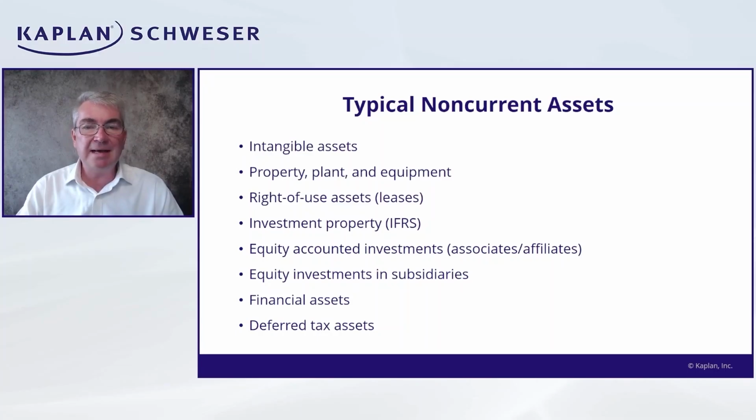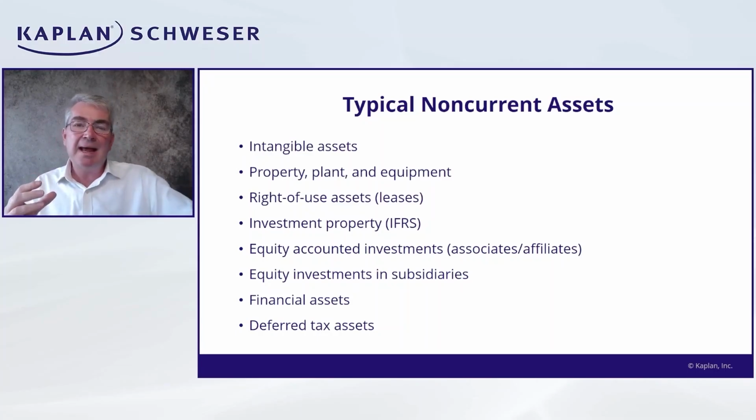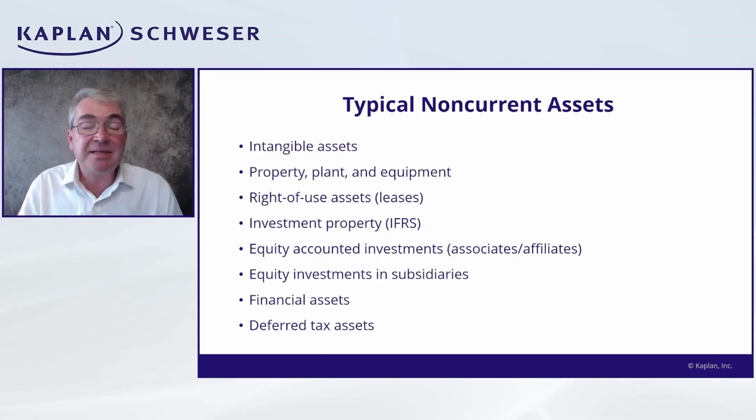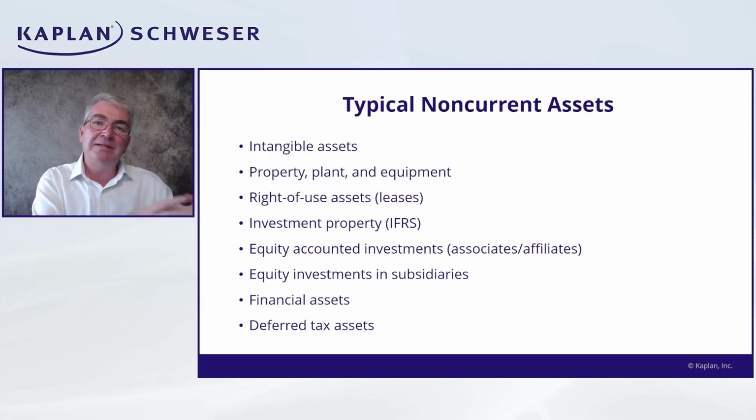Investment property, that's an IFRS term. Investment property is land and buildings that you are holding purely for income potential and value appreciation. US GAAP doesn't have a category for this, so they're just included in your normal plant, property and equipment under US GAAP. But under IFRS, we have a separate category for land and buildings that are held for their income potential and value appreciation.